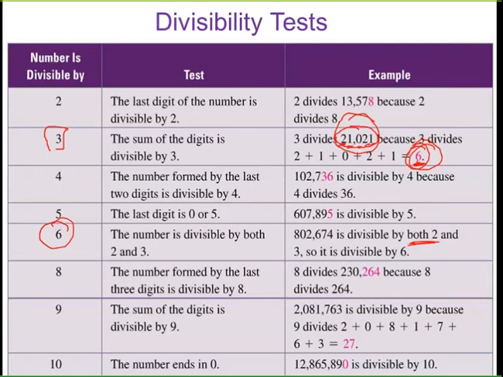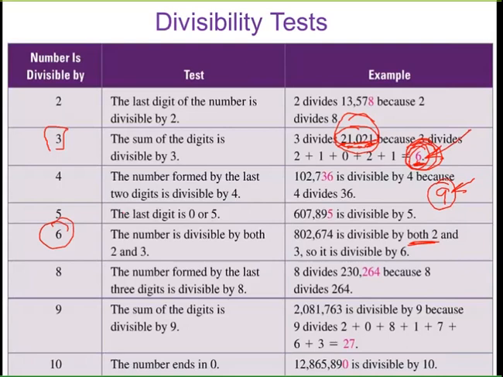So in other words, this number up here, this 21,021, would have also been divisible by 6, because 2 goes into the sum and 3 goes into the sum. But if you had gotten a 9, this is divisible by 3, but not 2, and so 6 wouldn't go in.